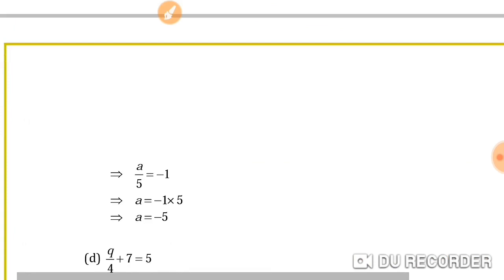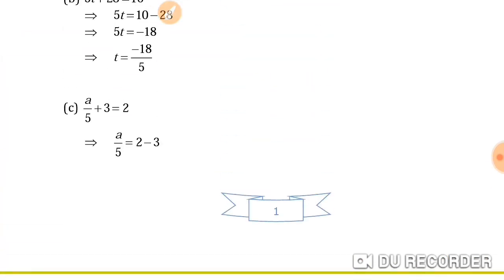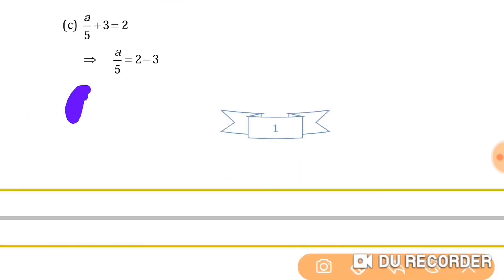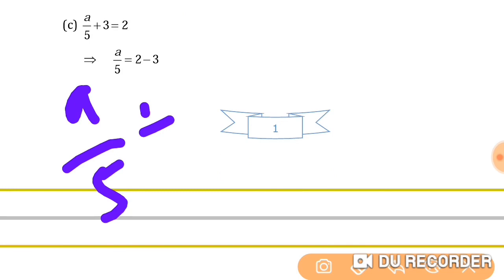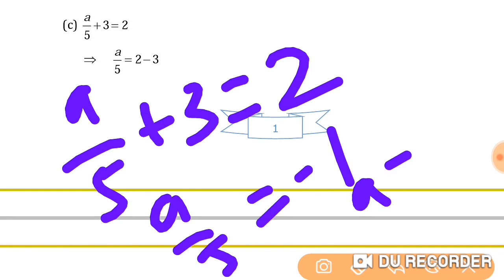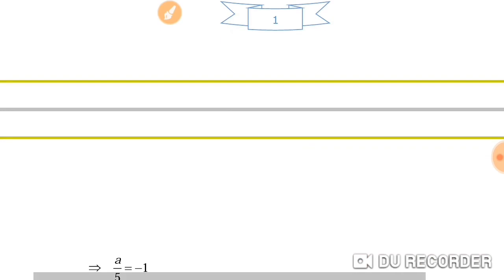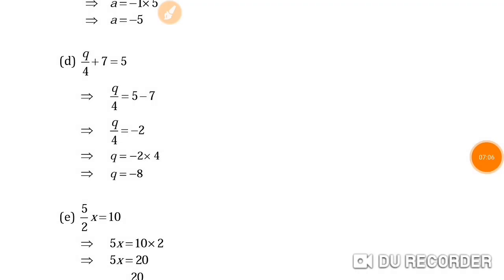So sorry, I said it as a 3, but it is a 5. So a by 5, sorry, it is 5. So a minus 5 becomes minus 1. So a is equal to minus 1 into 5, so minus 5 it is. Make sure, even this d is also the same here.